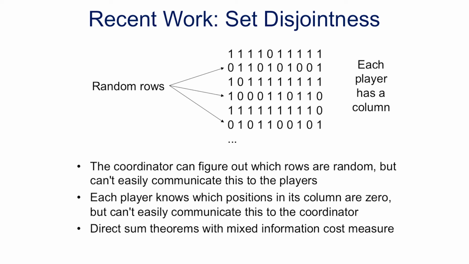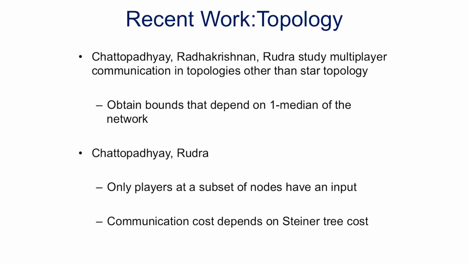And so, the authors of this paper have a very cool direct sum theorem. First of all, it's cool because it's a direct sum theorem for k players in this number in hand model. And it's also cool in that they look at a mixed information cost measure, which sort of captures how much the coordinator sends to the players about the identity of the random rows and how much the players send to the coordinator about their inputs. Okay, so that's the set disjointness work.